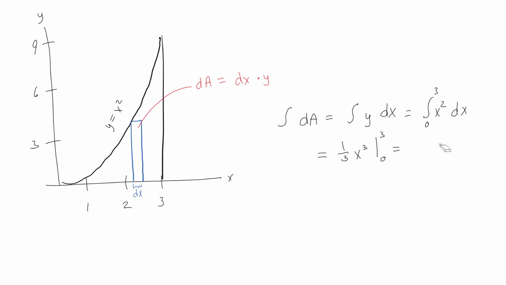No, goodness gracious, no. Let's try this again. 3 times 3 times 3 divided by 3 is 9. Yay. So the area under that curve is 9.